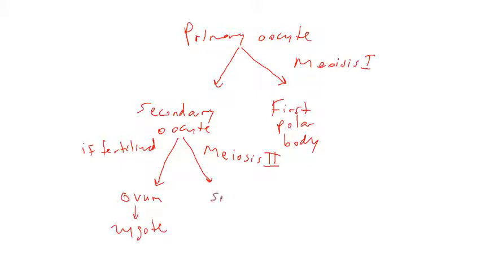The other cell that is produced is the second polar body. And again, the polar bodies have nothing to do with the egg cell or to form any part of the baby. They're just going to degenerate.